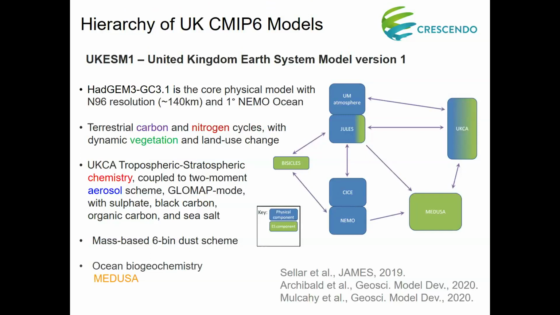to that physical model. So namely, BISICLES is the land ice sheet model, MEDUSA is the ocean biogeochemistry, and the green portion of this UKCA box is atmospheric chemistry. And you'll see that UKCA as a whole is coupled to the land surface, both for interactive land emissions, but also deposition. You'll see that it's coupled to the atmosphere. That's partly because we use the atmosphere to do our tracer transport, be it large-scale advection, convective transport, and boundary layer mixing.